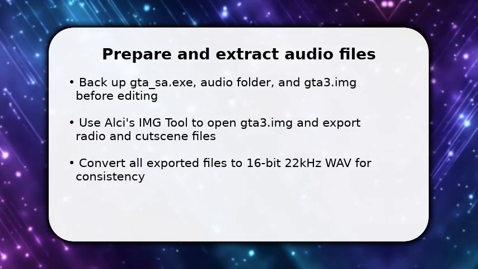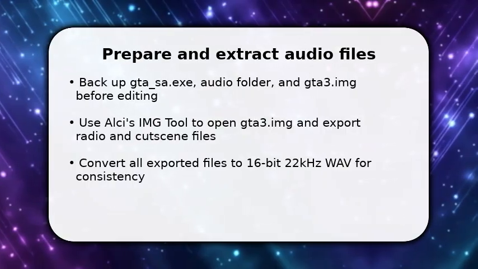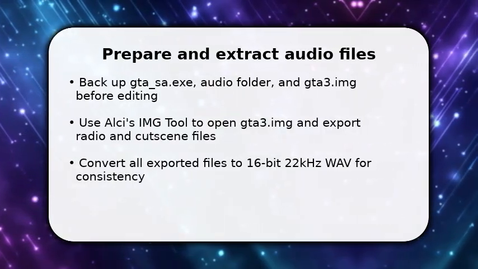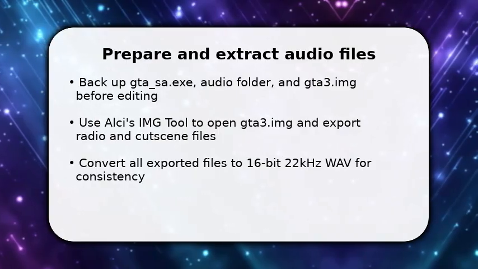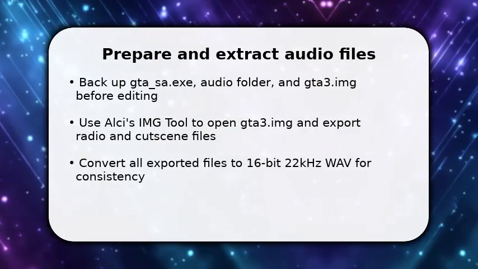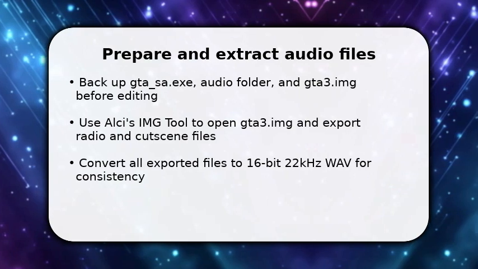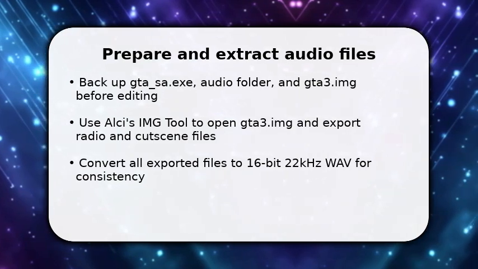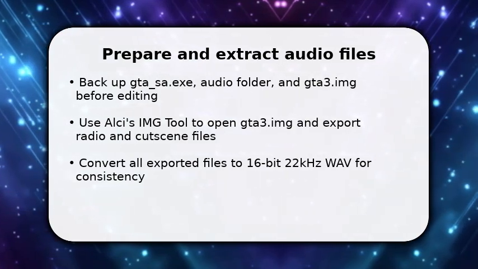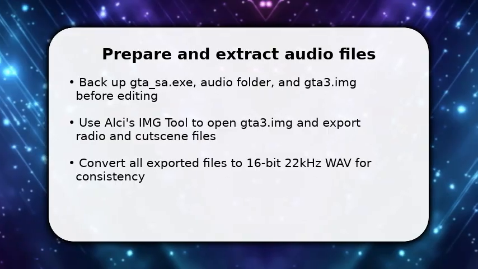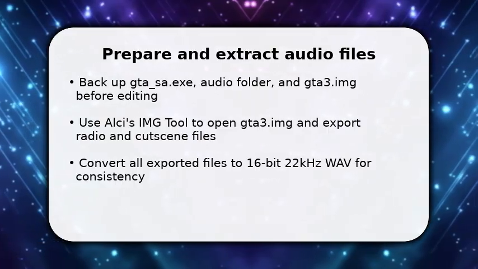Convert those exported files to 16-bit, 22,050 Hz WAV so the game decoder won't choke. Make sure file names and extensions match the original exactly. A small typo will prevent the engine from loading the replacement audio. Now you re-encode and inject the corrected audio back into the archive.